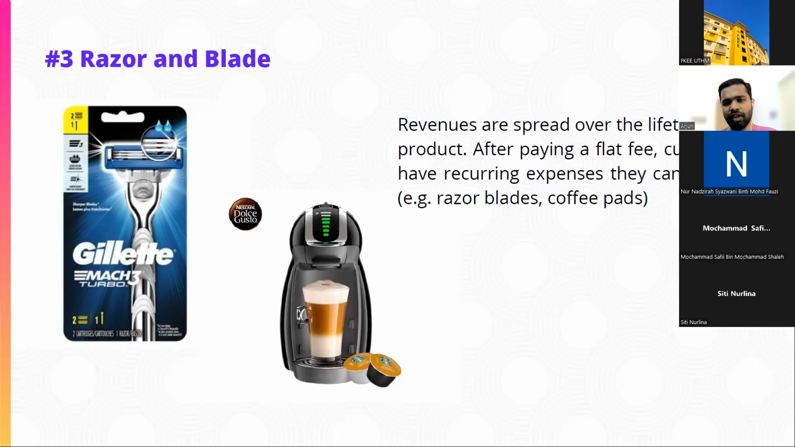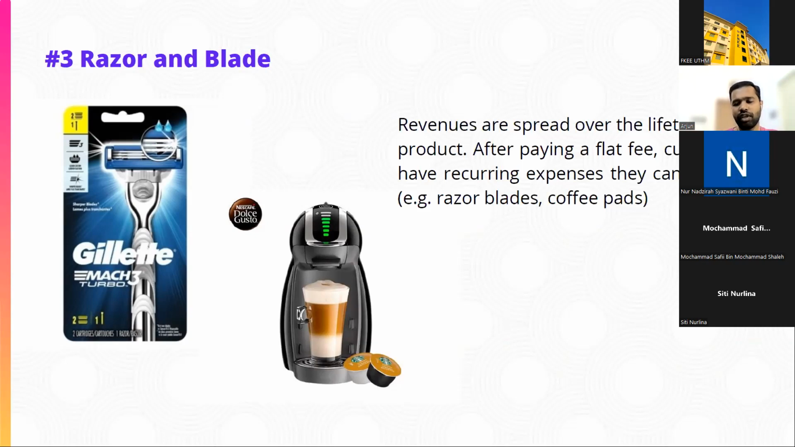So they give you a base product, and then they make you buy other products so that you can use the base product. Without the blade, you can't use the razor. Similarly, if you take the coffee making machine, you have the coffee machine and then the coffee capsules. Without the coffee capsule, the machine is not going to be useful, right? You need the coffee capsules.